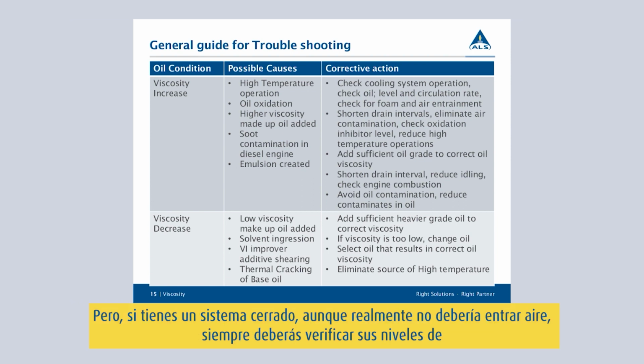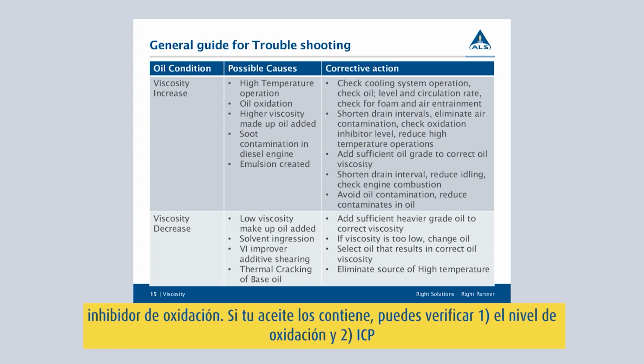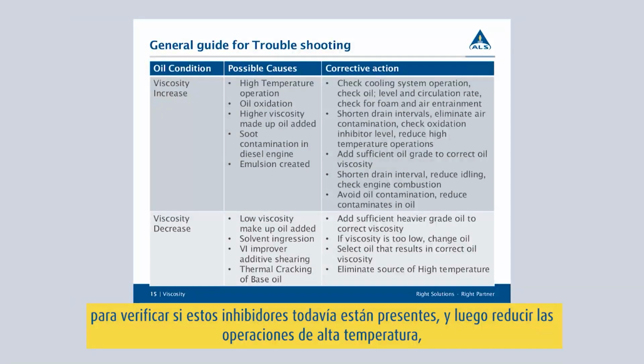But if you have an enclosed system where there really shouldn't be air getting in, that's definitely one way to do it. You always want to check your oxidation inhibitor levels. If your oil does have them, you can check those by checking, one, your oxidation level, or two, running an ICP to see if those inhibitors are still in place, and then reducing high temperature operations.